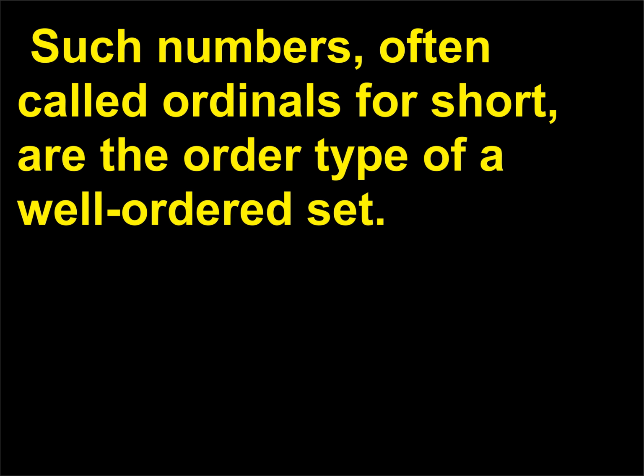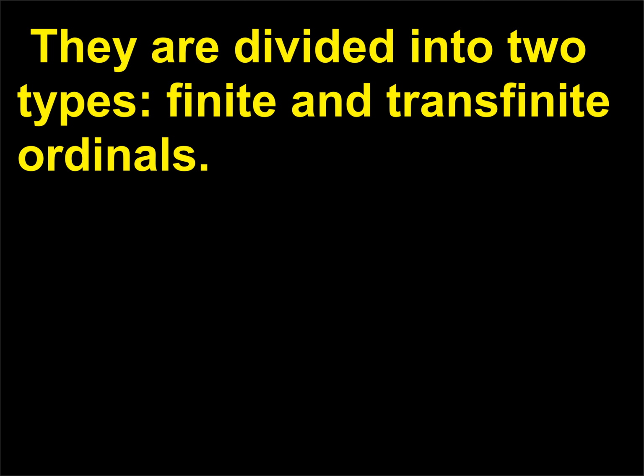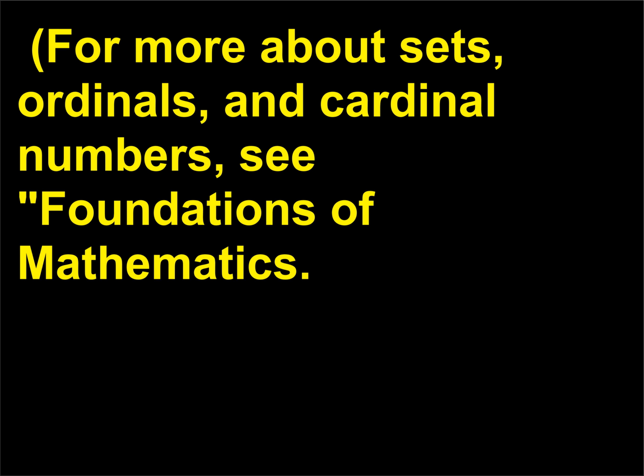Such numbers, often called ordinals for short, are the order type of a well-ordered set. They are divided into two types, finite and transfinite ordinals. For more about sets, ordinals, and cardinal numbers, see Foundations of Mathematics.